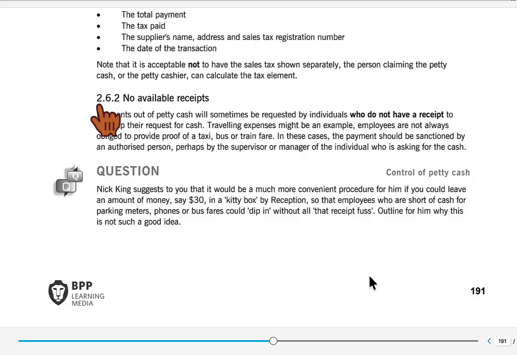2.6.2 is called No Available Receipts. Students, this lesson is very important because it happens a lot in real life. Sometimes someone spends money for the business, but they do not have a receipt. Maybe they lost it. Maybe the machine did not print it. Maybe they paid for something small and forgot to ask. So the question is, can the business still pay them back from petty cash? The answer is yes, sometimes, but only with extra control and extra approval.